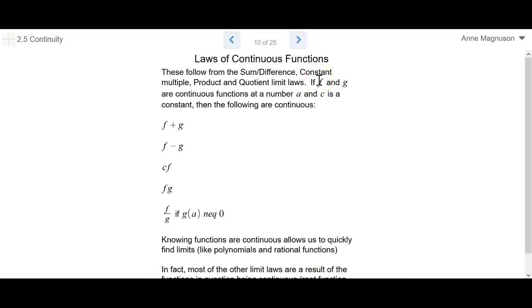Since continuity's definition is derived from limits, those laws of limits apply to continuous functions. So if you have two continuous functions, their sum and difference is a continuous function. I can multiply a continuous function by a constant, and that's still continuous. Their product and their quotient are continuous as long as the function g is not equal to 0 at a certain number.